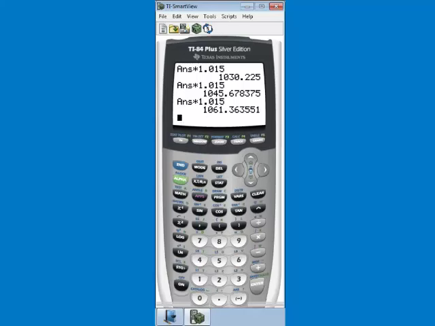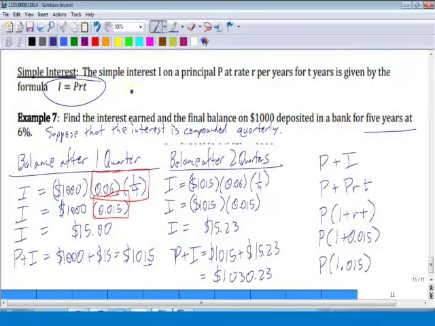Well, we'd still have to do this 16 more times if we wanted the total amount after 5 years. So there's got to be a faster way. How do we take $1,000 and multiply it by 1.015 20 times?